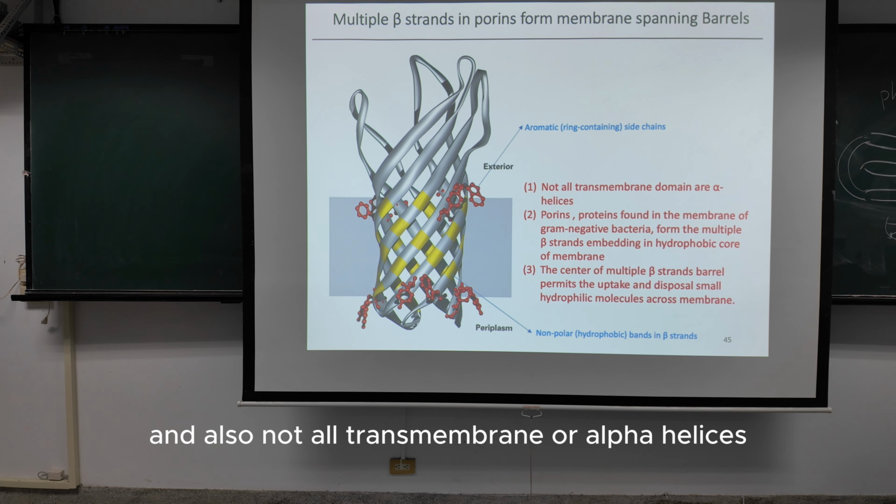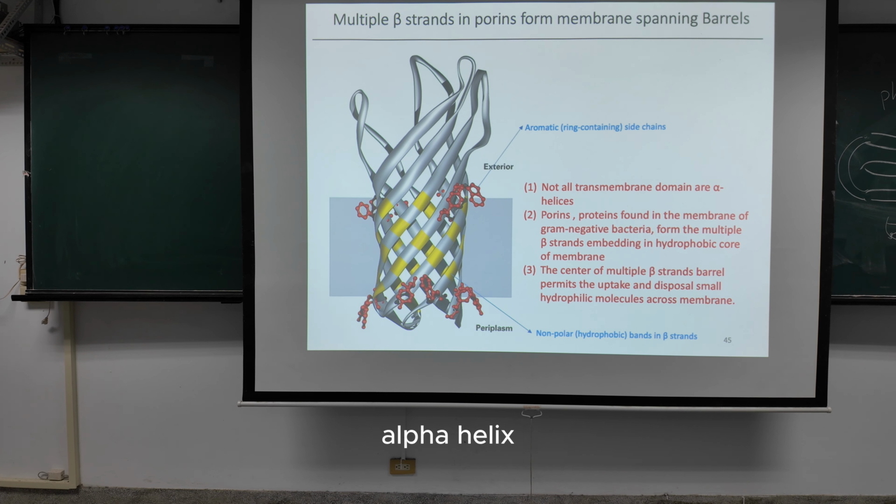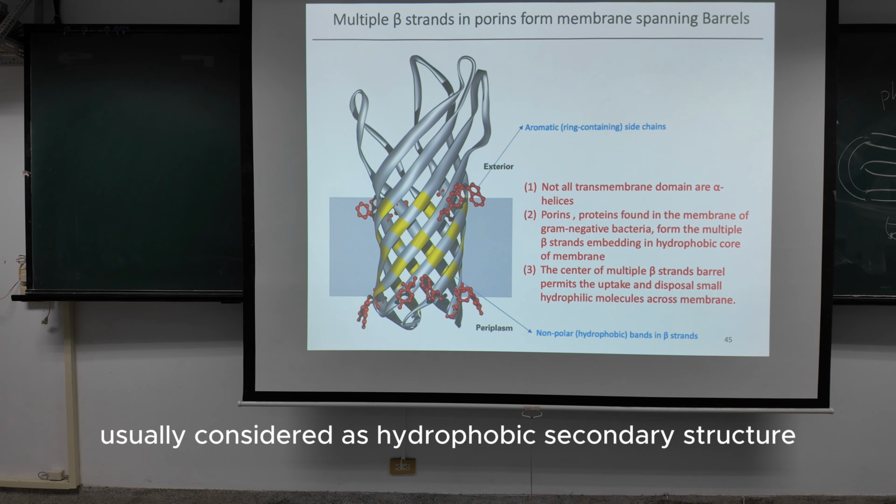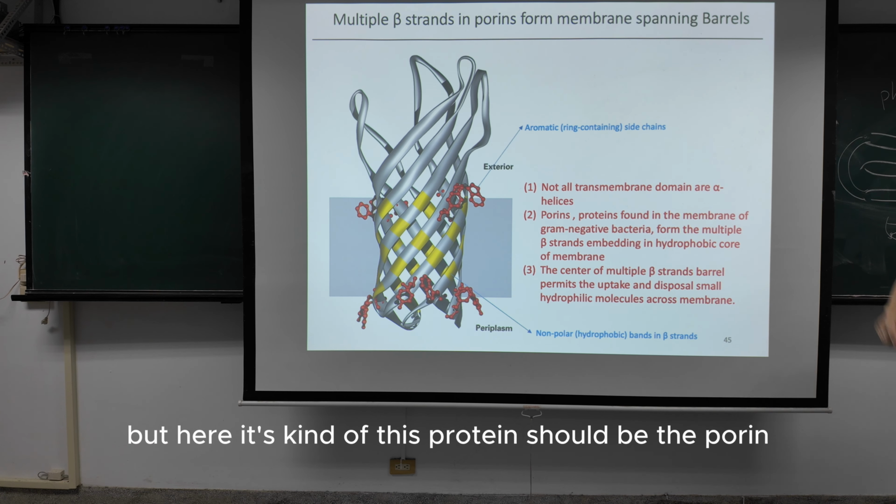And also not all transmembrane domains are alpha helix. The other typical secondary structure is beta strand, right? Beta strand is usually considered a hydrophilic secondary structure. Alpha helix is usually considered a hydrophobic secondary structure. But here, this protein should be the porin, okay? Porin is also a transmembrane domain, but they use beta strand as their transmembrane domain.